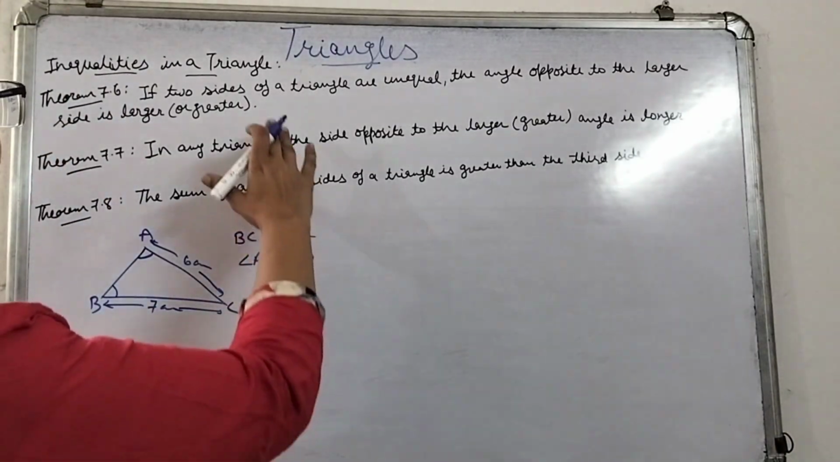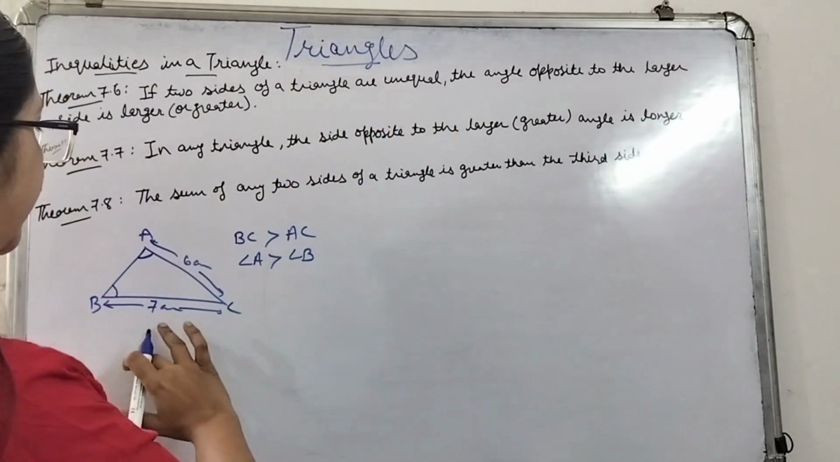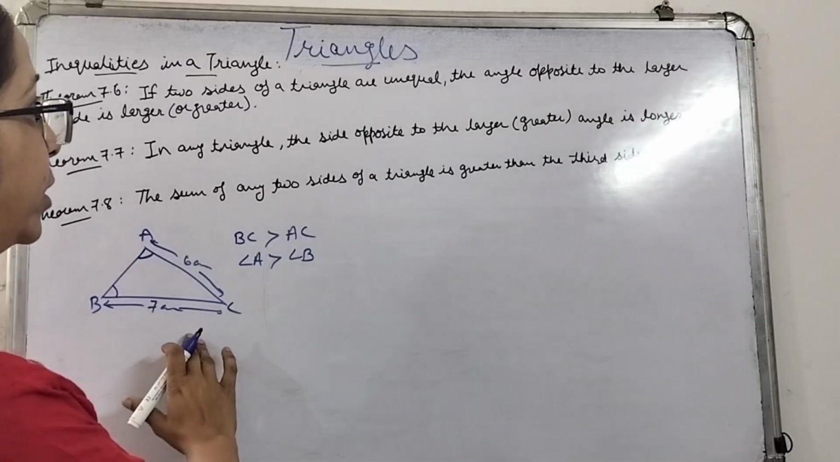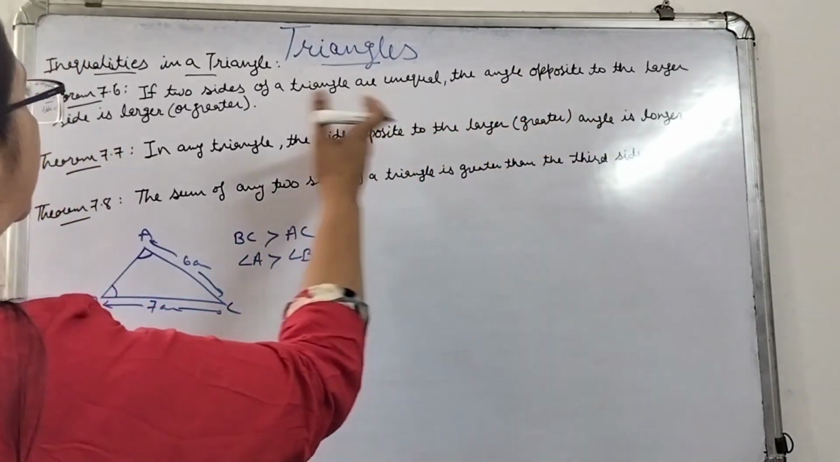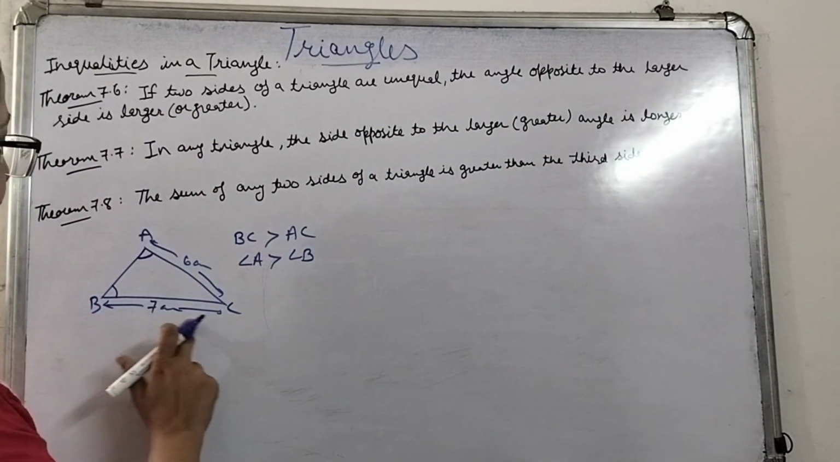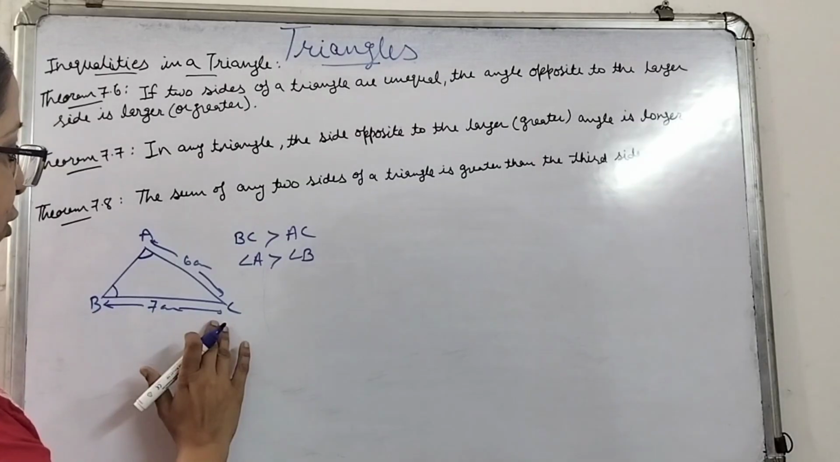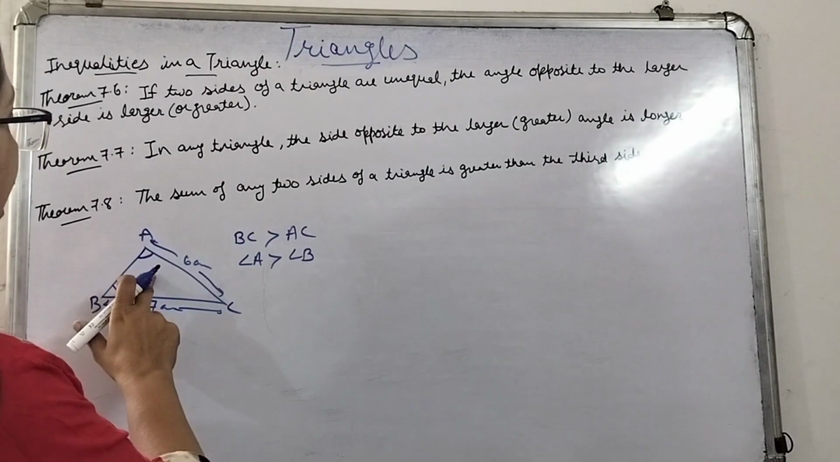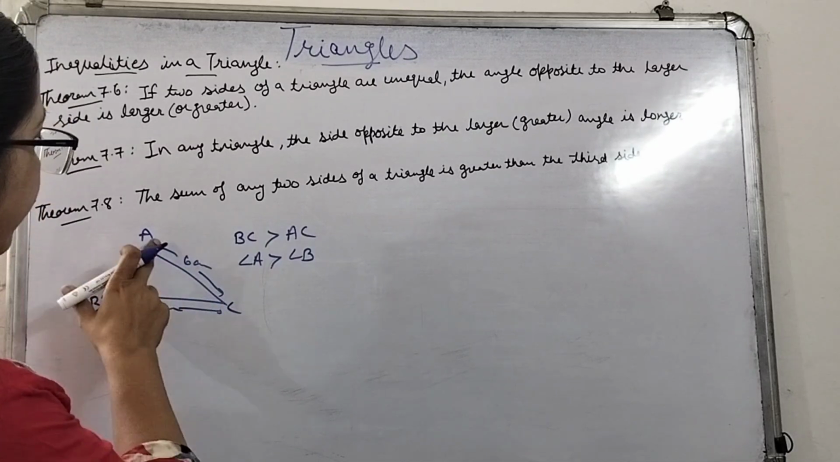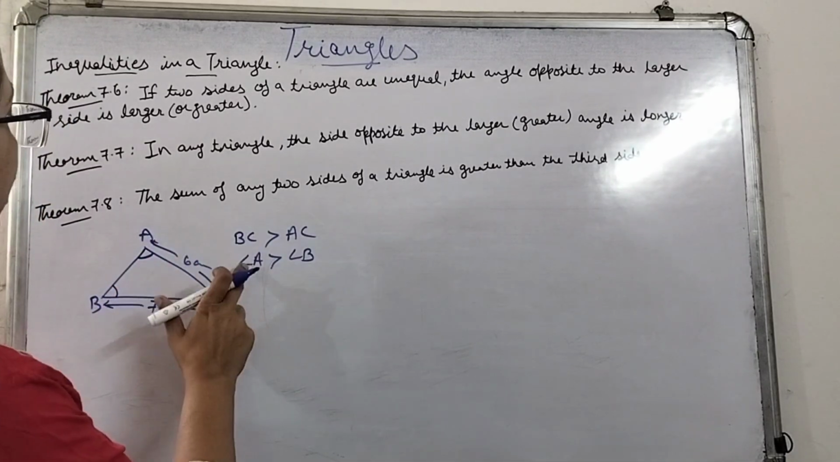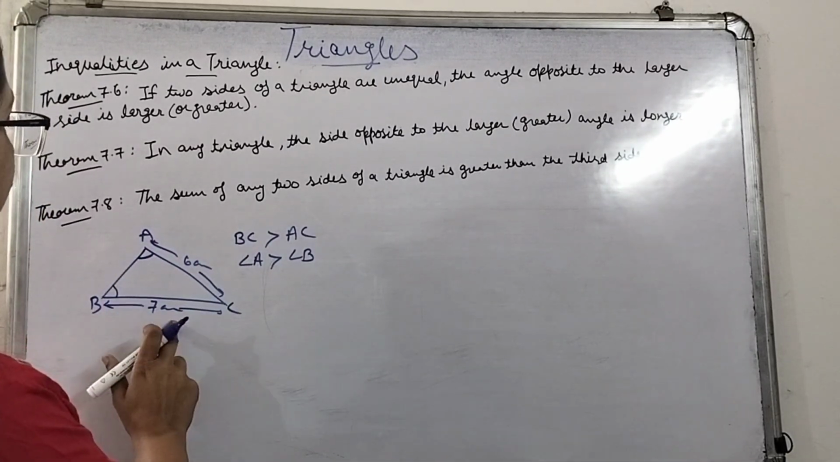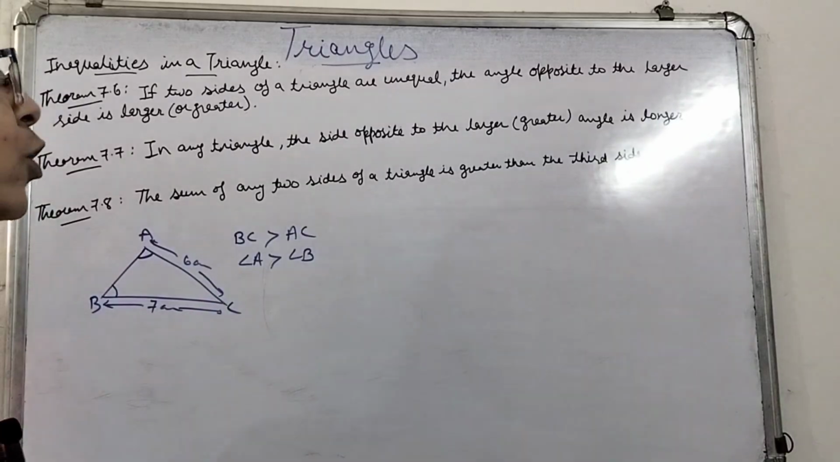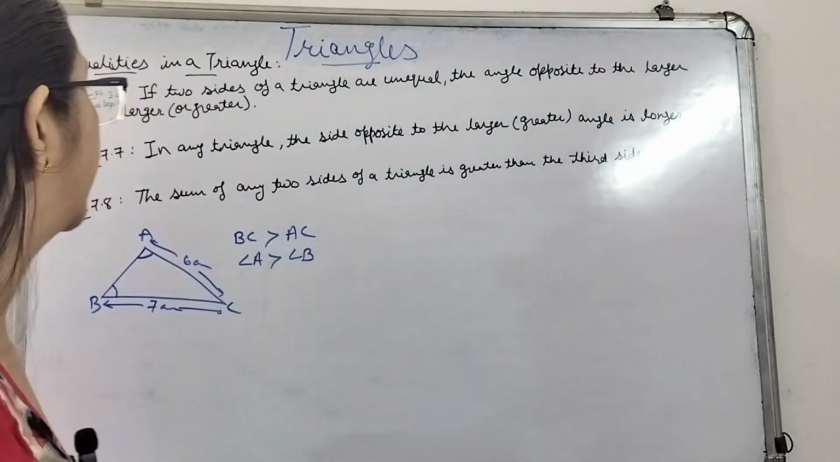Hope it is clear that if two sides of a triangle are unequal, then the angle opposite to the larger side is larger. This is the larger side in this triangle, so the angle opposite to it is angle A, and the angle opposite to this smaller side AC is angle B. So angle A, opposite to the larger side, will be greater.